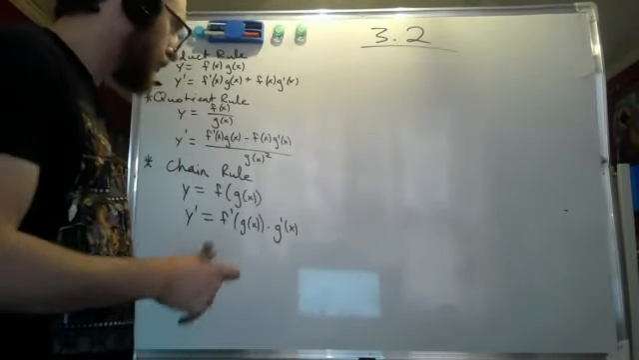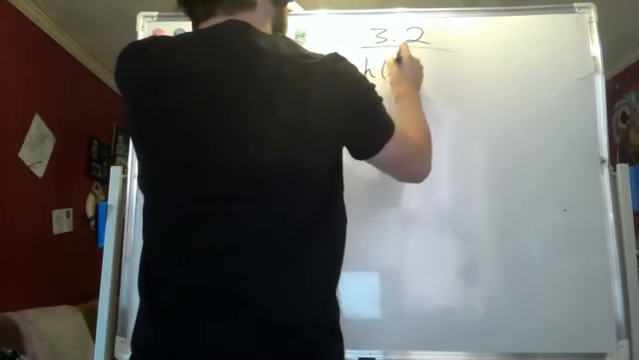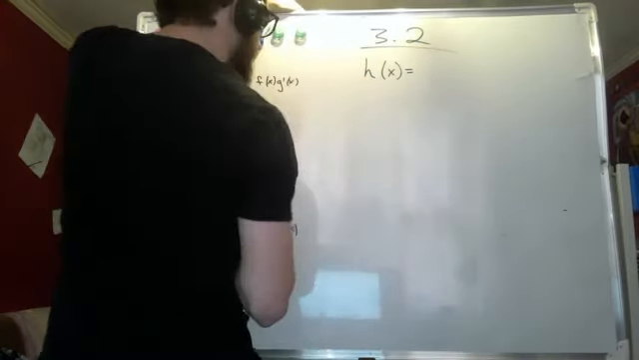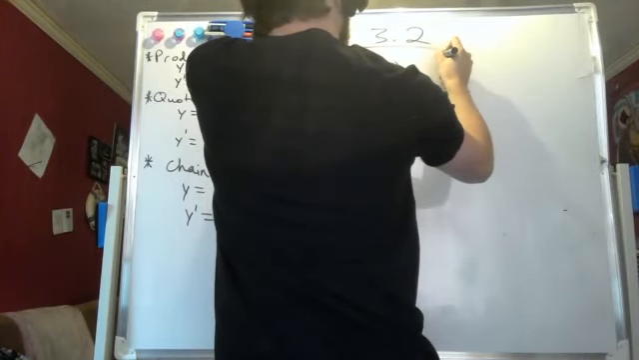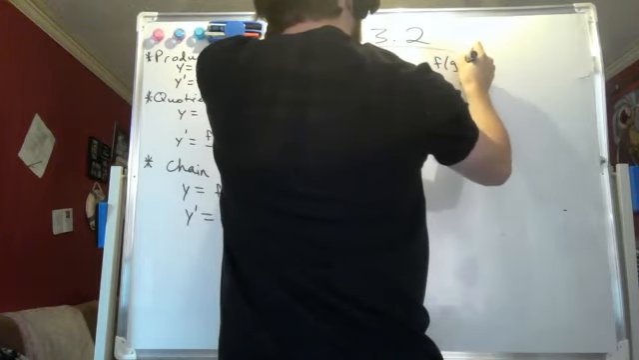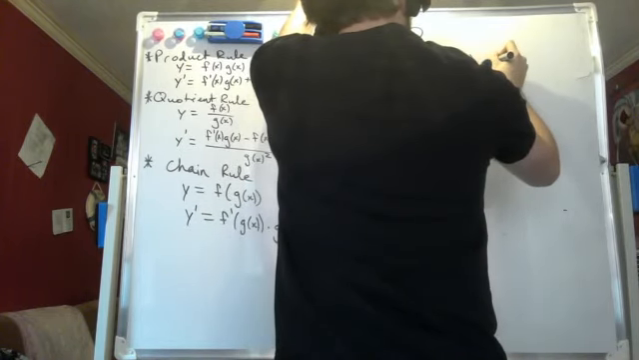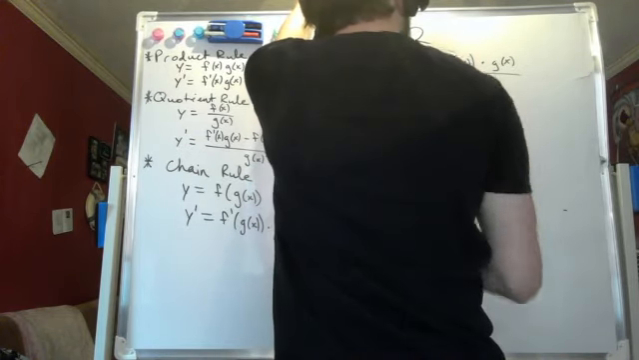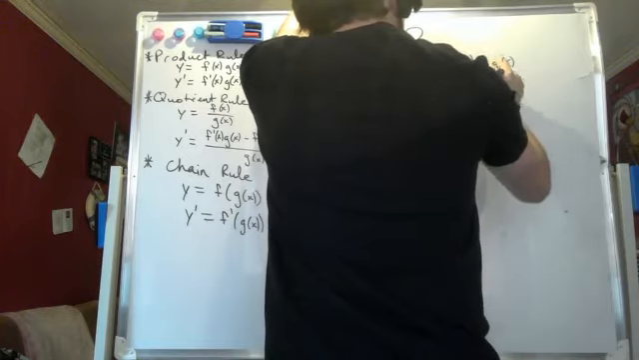Let's work through... Suppose I give you h of x is equal to f of g of x times g of x, all divided by f of x.